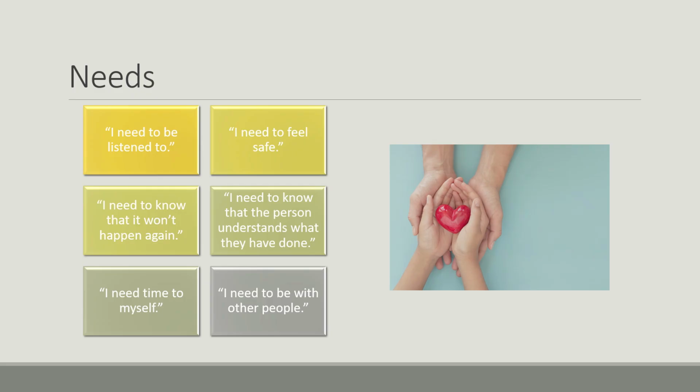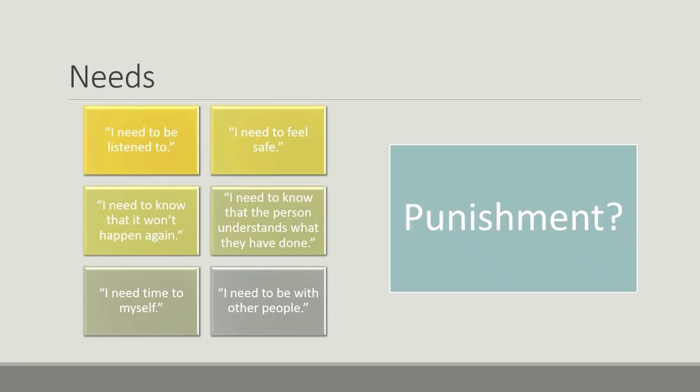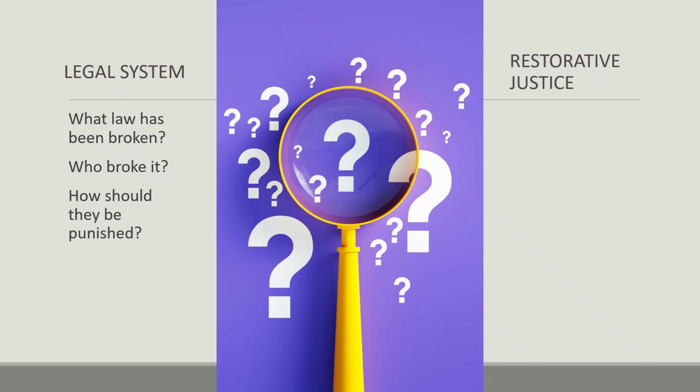And sometimes, one or two people might list punishment as a need they had, that they wanted the person who had harmed them to be punished, or "I want them to suffer." But that's not the most common response, and I've never heard anybody list that as their only need. But to a large extent, punishment is what our legal system offers.